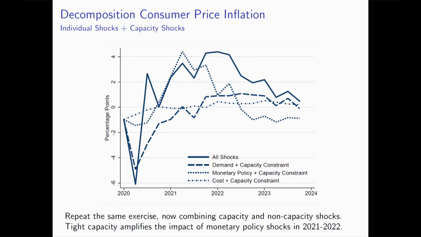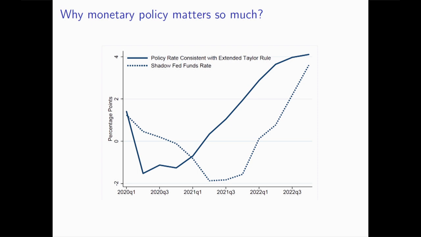Why is that? Well, let me show you why. Here in solid, you have the Taylor rule. This is basically the rule component of the monetary policy equation I showed you before. And in dash, you have the shadow rate. This is basically what the Fed was effectively doing. And what you can see is that at the beginning, the Fed was quite contractionary. But around 21, they became extremely expansionary. Look at this: a 400 basis points gap between the Taylor rule and what the Fed was doing.